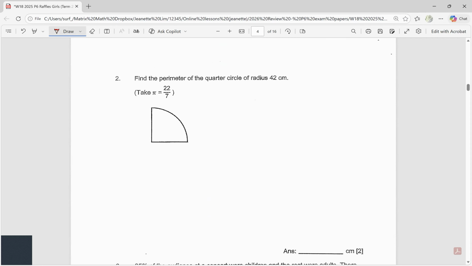Question 2, find the perimeter of the quarter circle of radius 42 cm. Now, if the radius is 42, we would have this. Okay, we need to find the arc. To find the perimeter of the quarter circle means you need to find a quarter of the circumference of the circle, in order to get the quarter circle arc. The formula that we should be using is pi times diameter. This is the circumference of the full circle. So let's find diameter first.